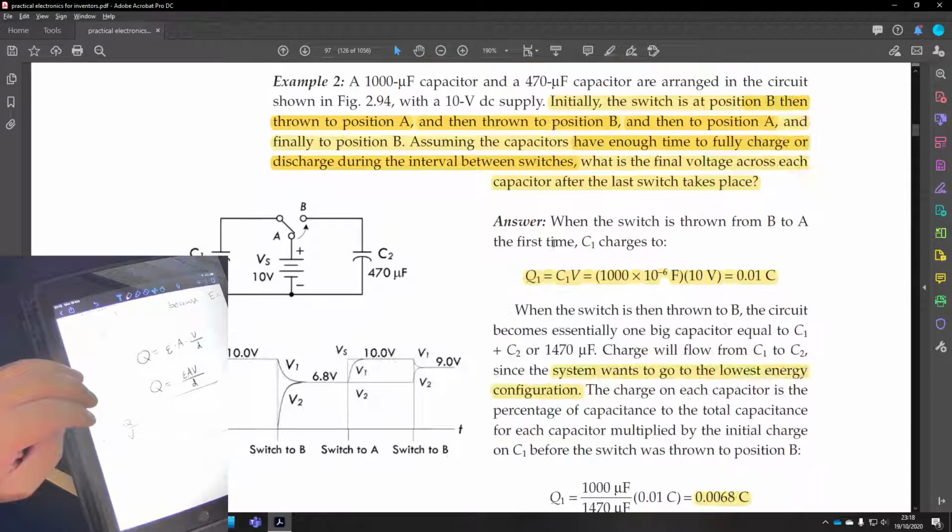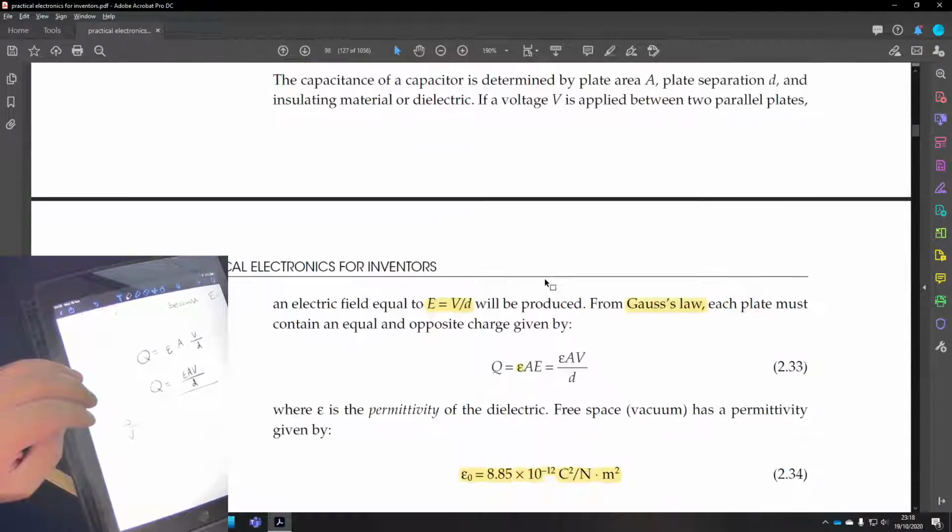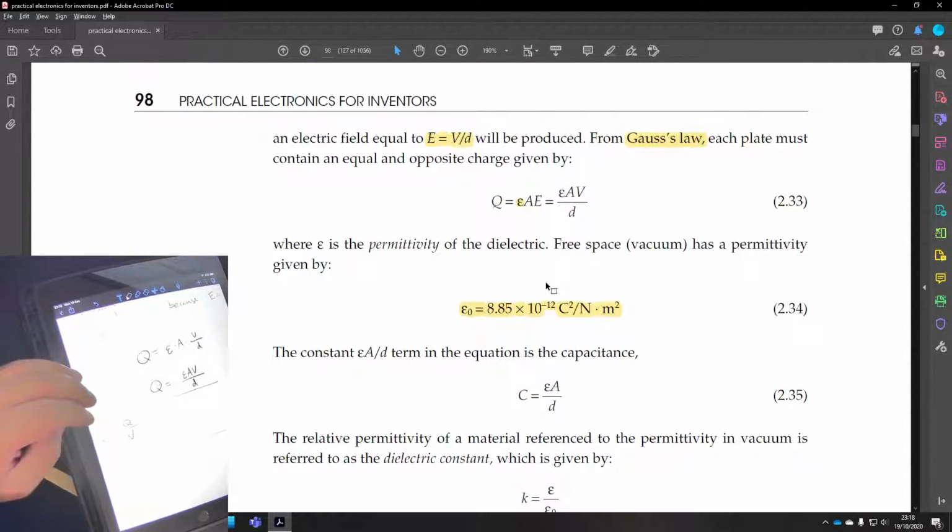And then what we're saying here now is that C is equal to, what's it called? Epsilon, a little epsilon, times A, the area, divided by D, the distance between them. And so we're saying that these equations are the same.